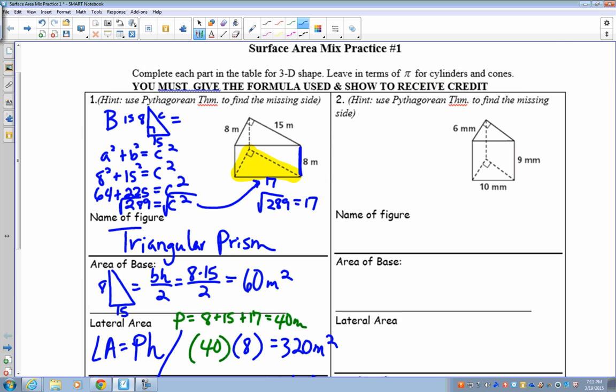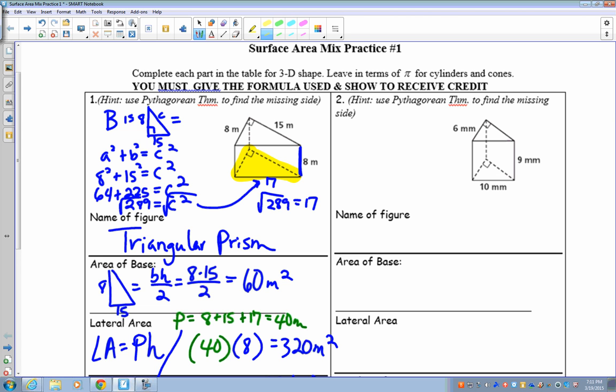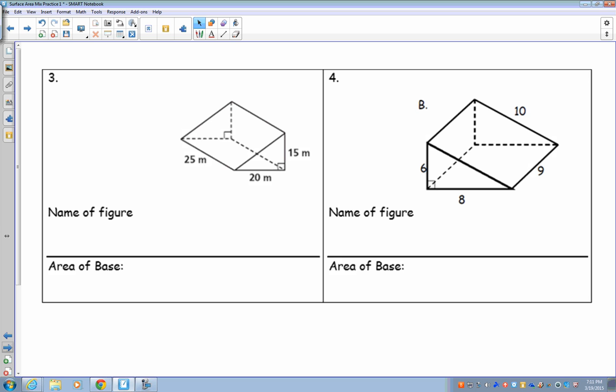Number 2 is similar to number 1 because, again, you are going to have a triangular prism. You're going to have to use the Pythagorean Theorem again because this side is going to be 6, and you're trying to find this little side over there, A. So you're still going to have to do the Pythagorean Theorem and work backwards to find your A. Then following the same steps, find the area of the base, the lateral area, and the total surface area.